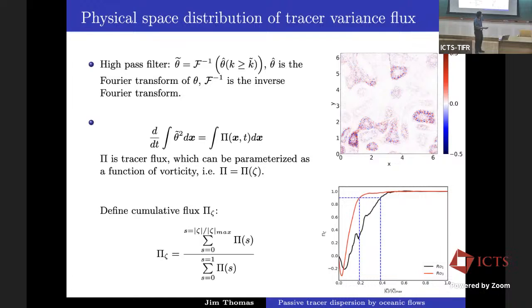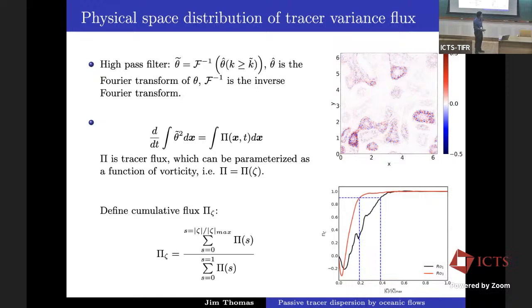And then once you have this tracer flux, you can plot it as a function of vorticity. So this is a plot showing the tracer flux mapped against normalized vorticity, and it's a cumulative sum. So tracer flux is quickly going to 1. But the important observation here is that most of the tracer flux is located in regions where the vorticity is low.